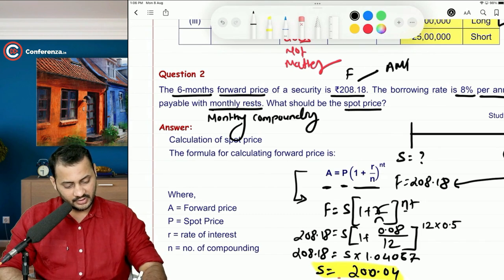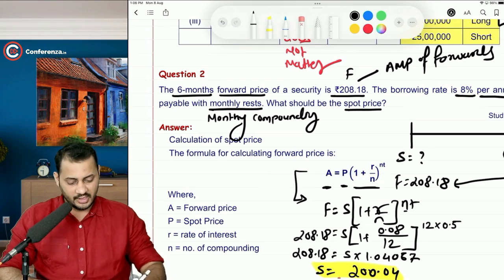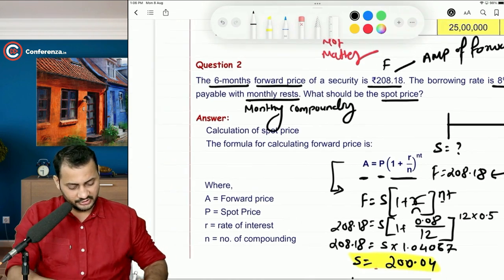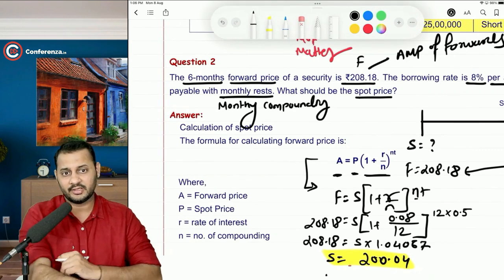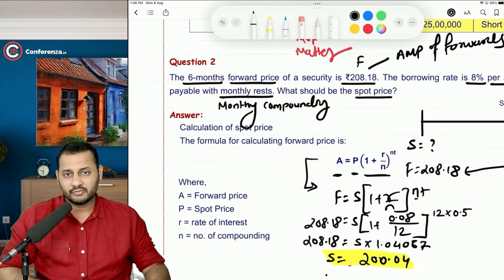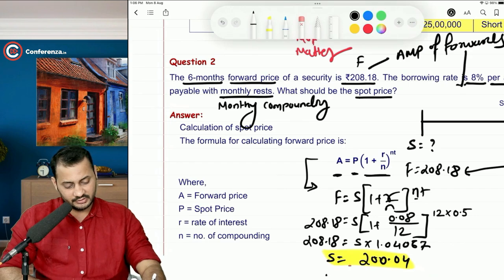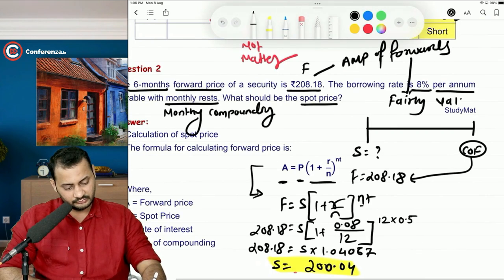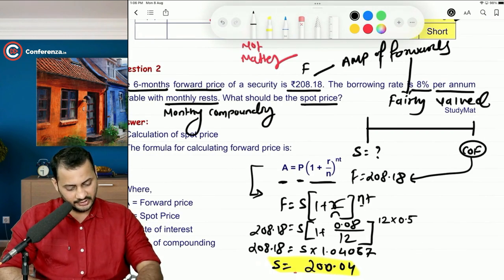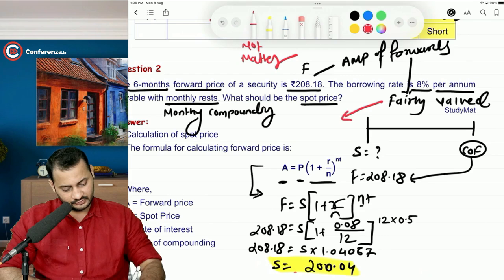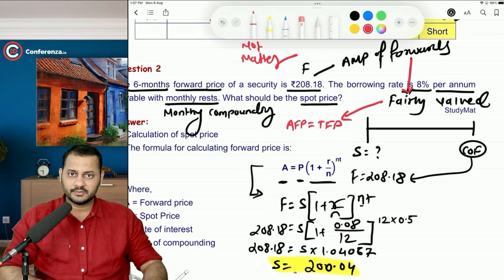This is the actual market price of forward or futures. And understand the logic why you can calculate the actual market price through the formula. If the forward is fairly valued, it means that actual forward price is equal to theoretical forward price.